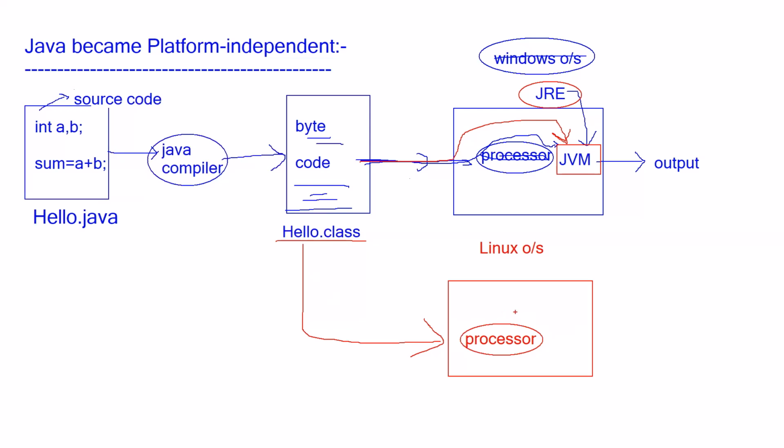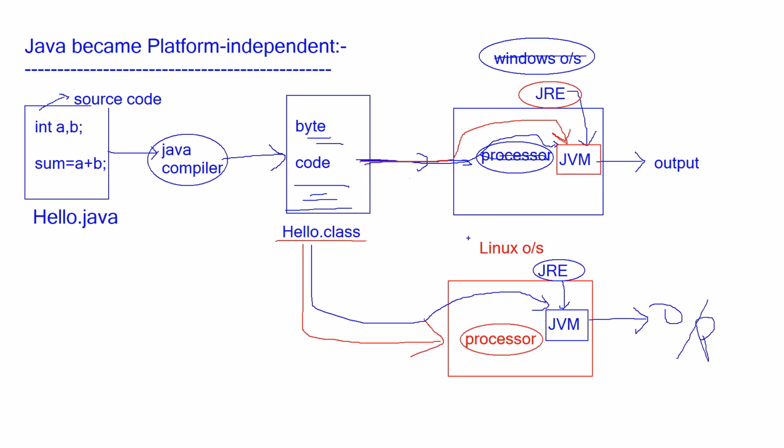So then how? Again here we need a JVM. JVM is required here, and we also need a JRE here. Now this JRE will give the instructions to the JVM to run this hello.class file. Now JVM will run it and produce the output.